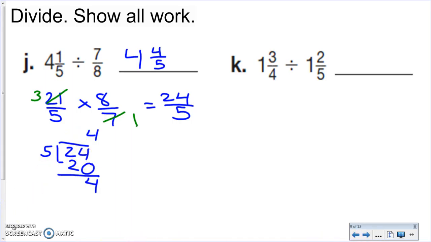Next, we have 1 3/4 divided by 1 2/5. So we need to get both mixed numbers into improper fractions. So 1 3/4 becomes 7/4, and 1 2/5 becomes 7/5. Now, I don't get to flip the fraction yet. I have to get it into the improper fraction before I can flip it. So now we're going to have 7/4 times 5/7.